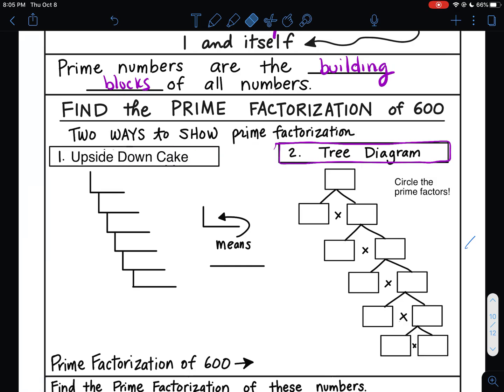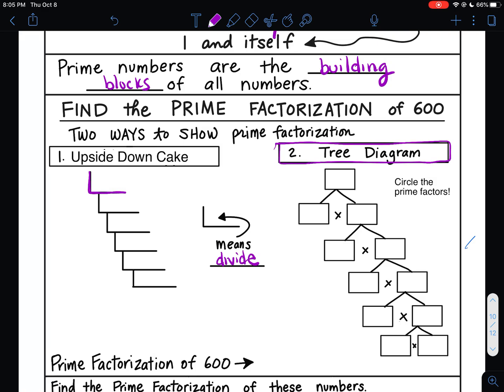So when it comes to the upside down cake, it's already written on your paper for you. So it's going to look a little different when you're actually making the cake yourself. So I'll show you an example of that in a second. But all of these little upside down turned L's, those are actually the layers of the cake and you'll see it at the end. But those actually mean to divide. So we're going to divide a bunch of times and you can use your calculator. So have your calculator out and ready to go when you're doing these lessons.